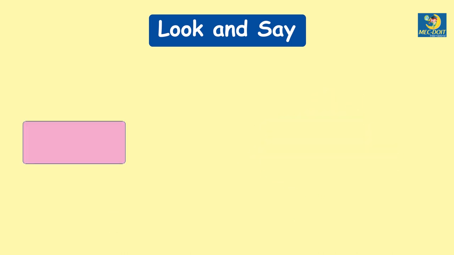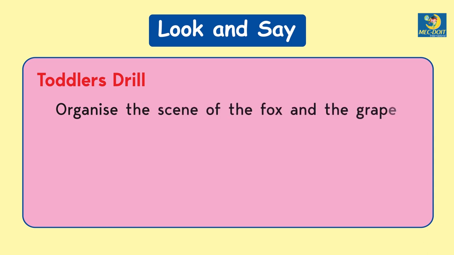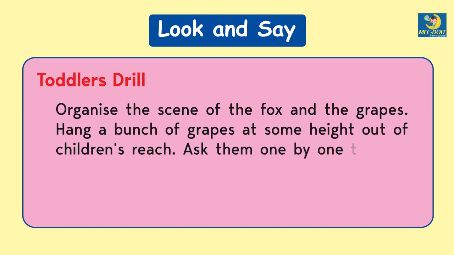Fruits. Toddler's drill. Organize the scene of the fox and the grapes. Hang a bunch of grapes at the same height out of children's reach. Ask them one by one to jump to grab the bunch.